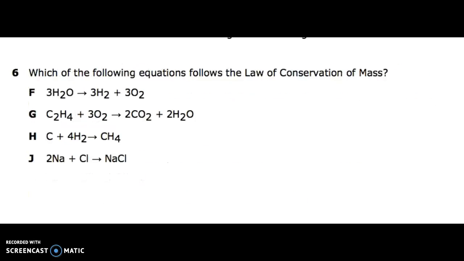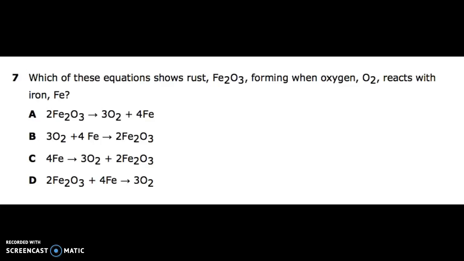Number 6, which of the following equations follow the law of conservation of mass? You have 4 equations, and I have a definition. The law of conservation of mass: matter is not created or destroyed, only changed. Number 7, which of these equations shows rust, Fe2O3, forming when oxygen, O2, reacts with iron, Fe? You have 4 equations.